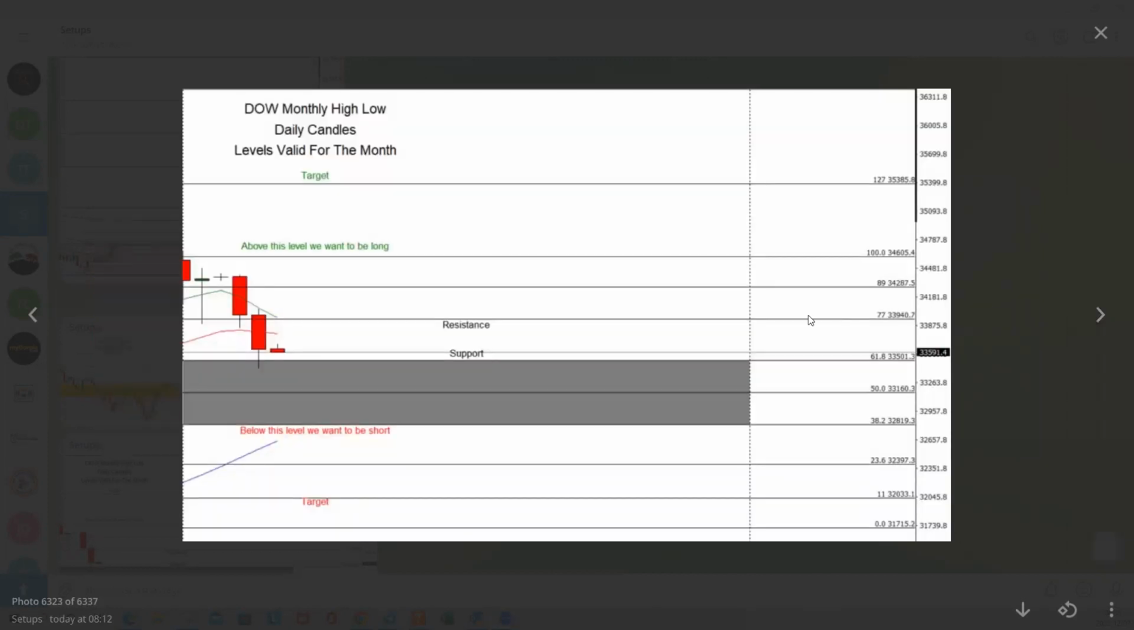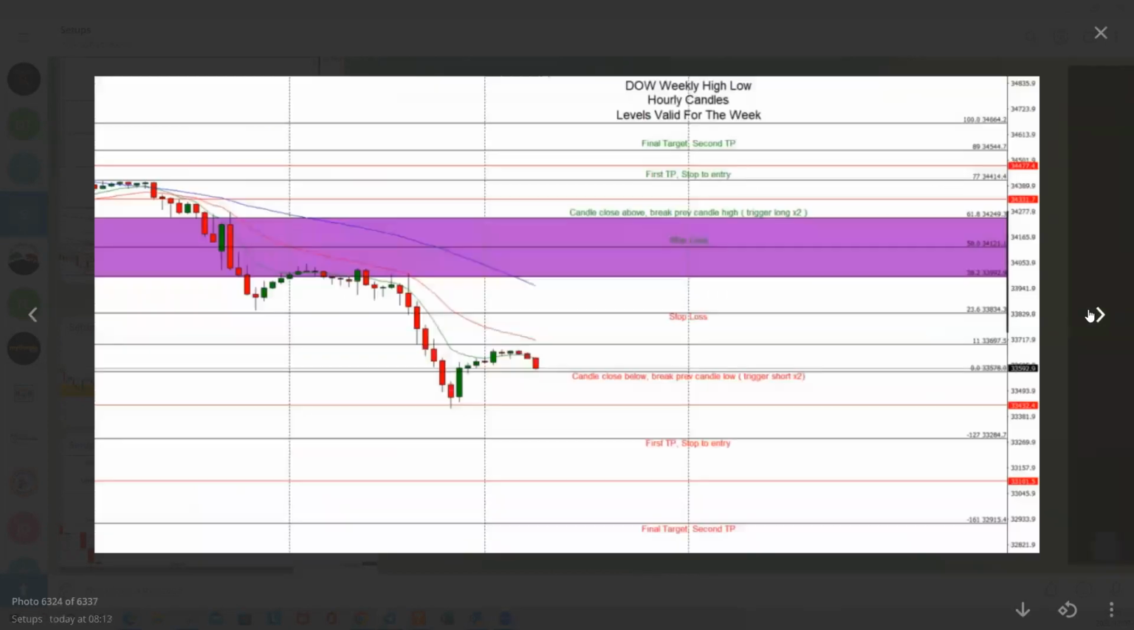On the Dow monthly high low, currently between levels of 61.8 and 77 as support resistance. If we look at moving averages, 8 is above 21 above 50. That's indicating trend is up. So we still want that push above the 100 to aim for the 127.